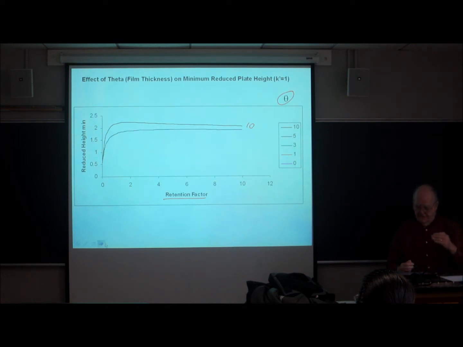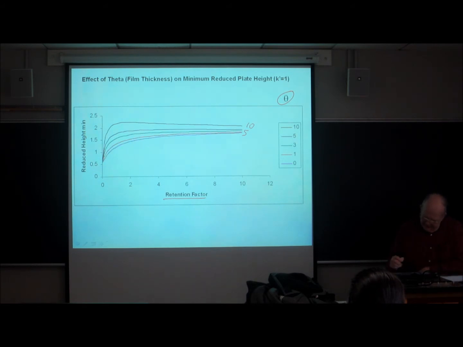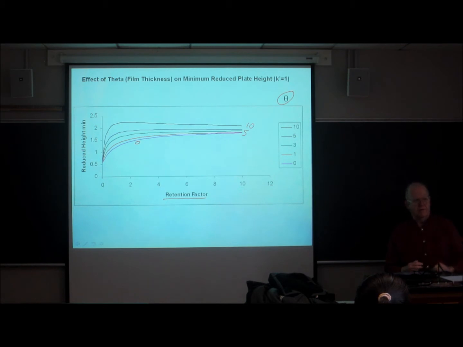As we use a thinner film, the reduced plate height decreases. That's good, because it means the HETP is lower, which means that you've got more plates. And as we go down and down and down, we eventually get to a K prime of 0. And at a K prime of 0, we have our minimum value of the reduced plate height at the optimum of the Van Deemter curve. So this is the best you can do in terms of reduced plate height.